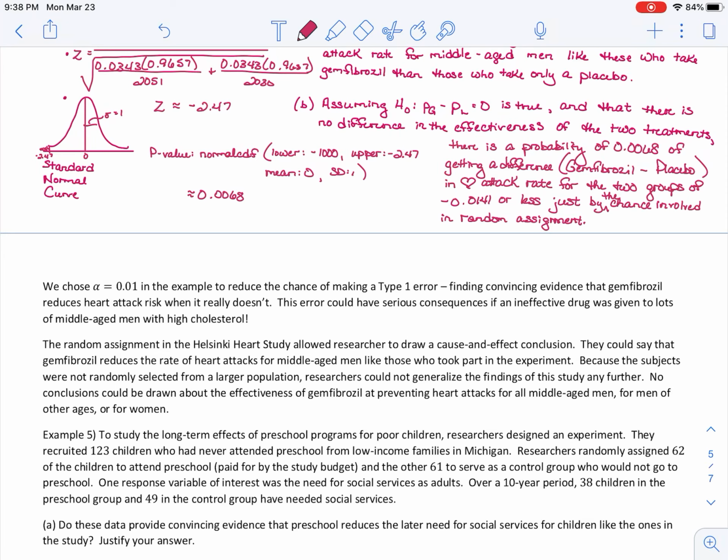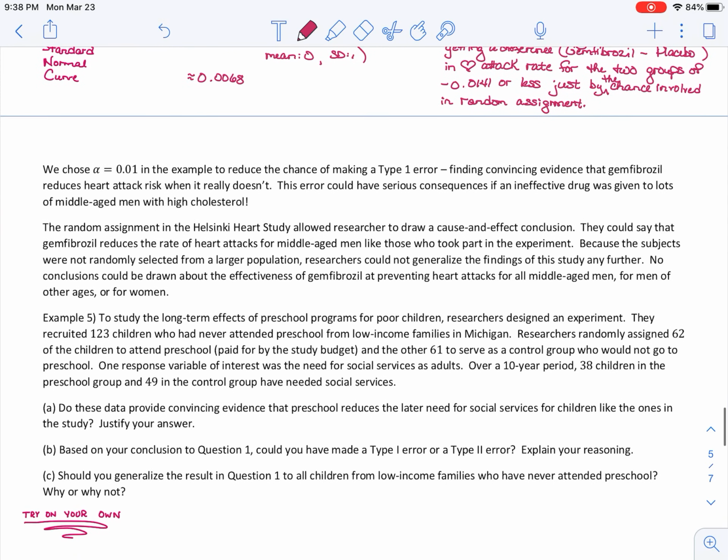I already pointed out that the random assignment is what's allowing us to make a cause and effect relationship. We don't say it applies to everybody because we didn't pick from a larger population, but you can conclude it for these type of people. But I did note in the notes that it can't work for all middle-aged men, it can't work for men of other ages, and it can't work for people who are not men.